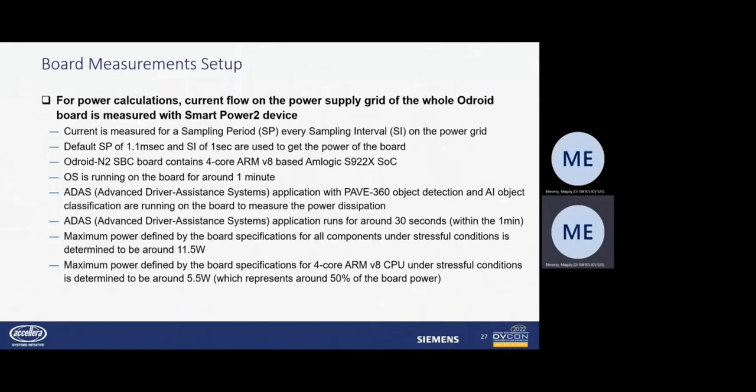around 30 seconds. And after reading the data sheets of the power tool board, we can see that it uses a sampling period of 1.1 milliseconds and a sampling interval of 1 second, and the board contains a 4-core ARM V8 processor. It runs the same operating system, and we run the ADAS application on it, and then we determine the power for the whole SoC and for the CPU, and we found that the CPU dissipates around 50% of the power.